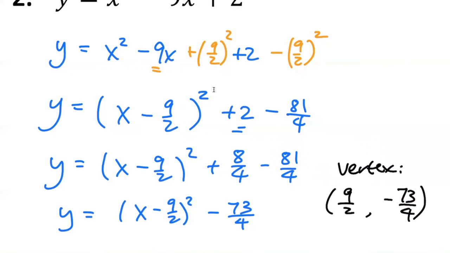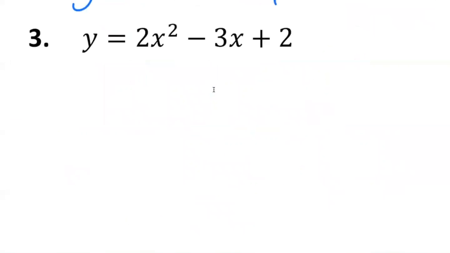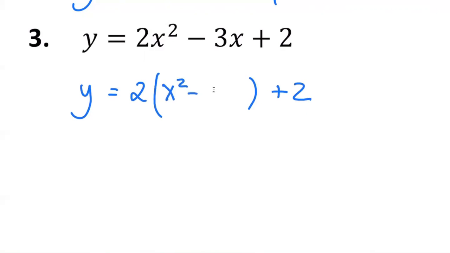So number 3. Now, for number 3, we're going to compound what we just did with an A value that's not 1. So what do we do? Well, first, we're going to factor out the 2 from the first 2 terms. So we have x squared and then minus 3 over 2x. Again, go ahead, multiply the 2 into the parentheses. Do you get the same 2 terms? We say, yes, we do.